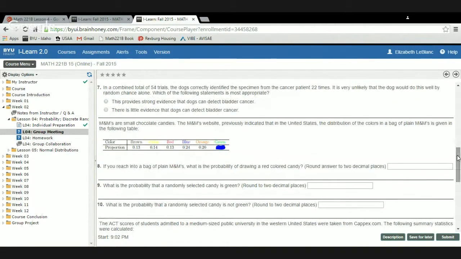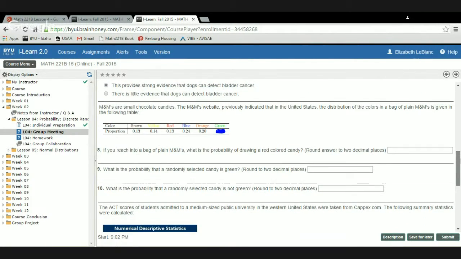In a combined total of 54 trials, the dogs correctly identified the specimen from the cancer patient 22 times. It is very unlikely that a dog would do this well by random chance alone. Which of the following statements is most appropriate? This provides strong evidence that dogs can detect bladder cancer. There is little evidence that dogs can detect bladder cancer. I believe that would be strong evidence since it's unlikely to happen by random chance.